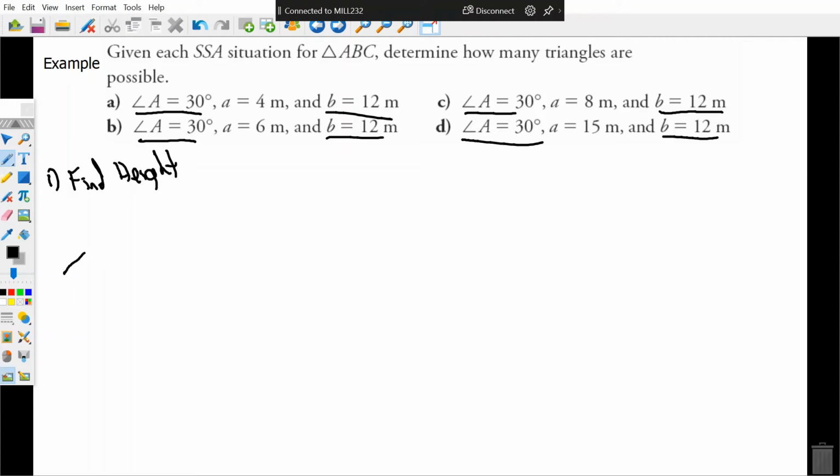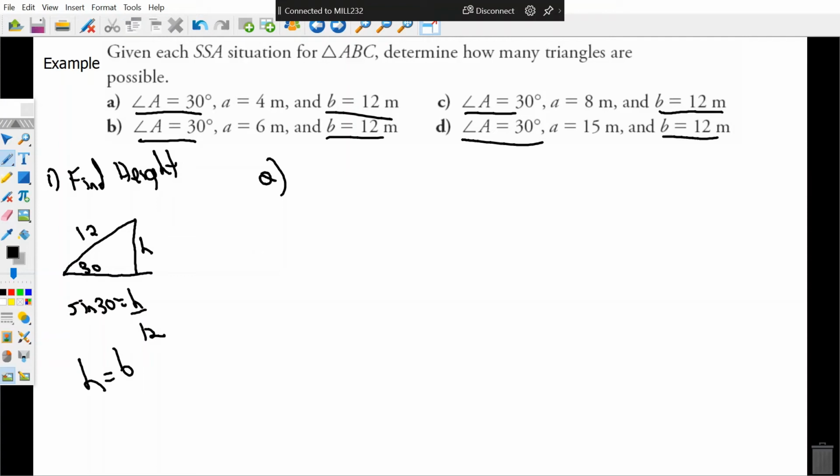This is 30. B is 12. And we're looking to find the height. So sine of 30 equals h over 12. That means the height of this triangle is 6. So step 1 is to find the height of the triangle. Now we can go through the steps.